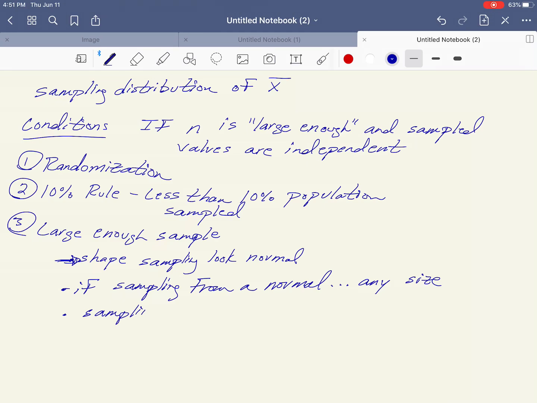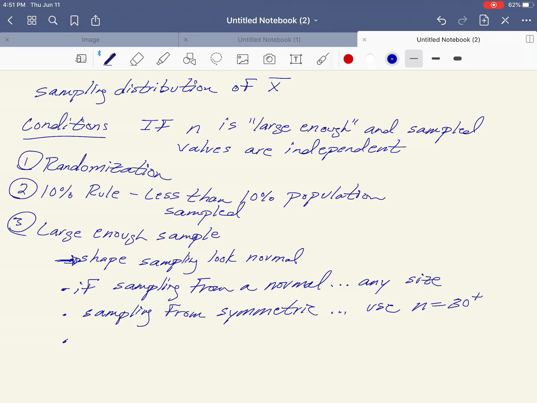If we are sampling from a distribution that is not normal, however it is symmetric, so think uniform or even bimodal, something that is symmetric. Not normal, but symmetric. In this case, we generally say, please use an n equal to 30 or more. Okay, sample size of 30 or more.